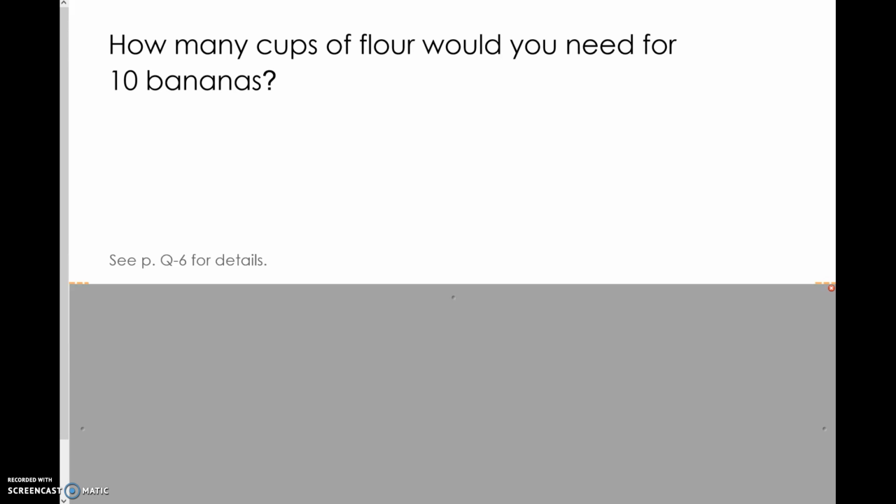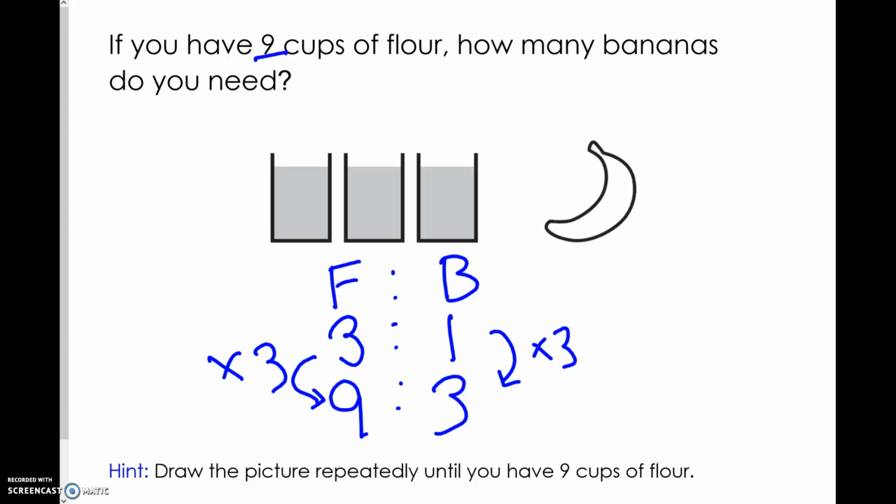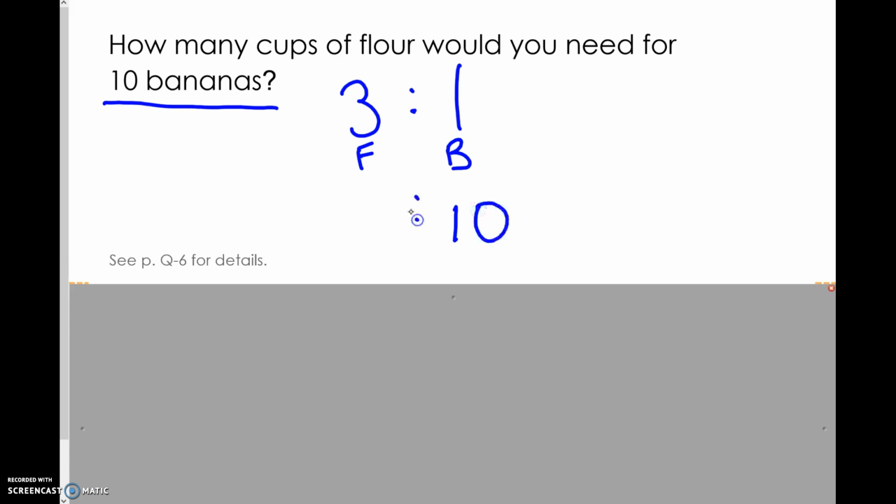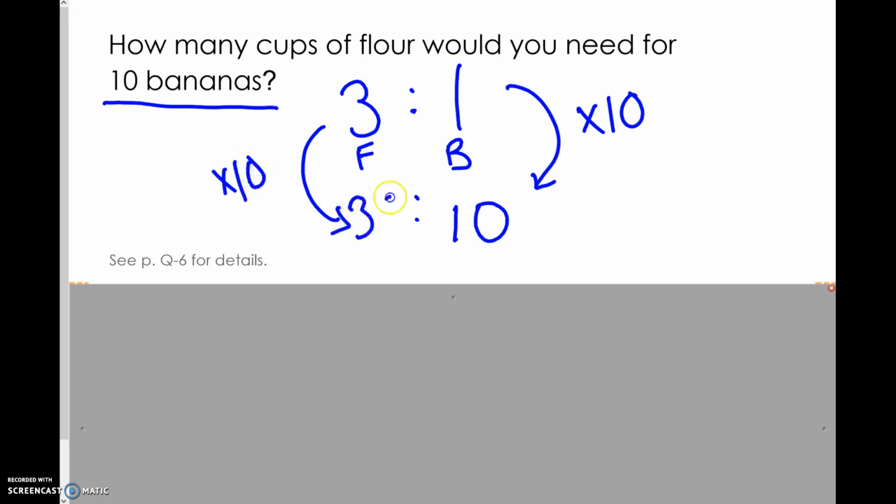How many cups of flour would you need for 10 bananas? Let's go back to our original ratio, 3 to 1. Remember, that was 3 cups of flour for every banana. How many cups of flour will you need for 10 bananas? Bananas is our second number, so we'll write the 10 second. 1 times 10 is 10. 3 times 10 is 30. Therefore, we will need 30 cups of flour for 10 bananas.